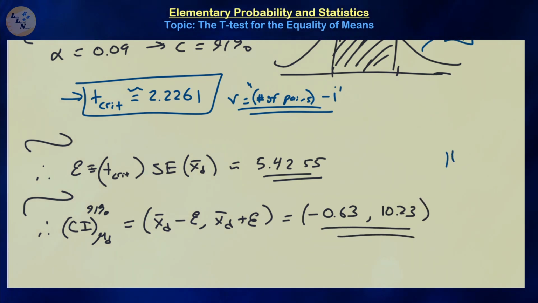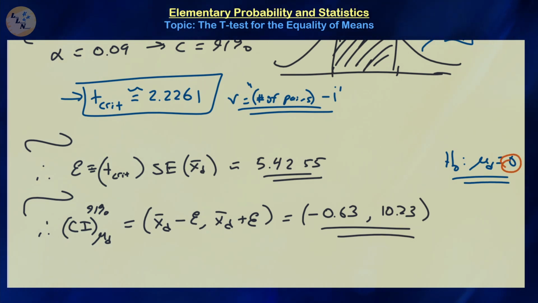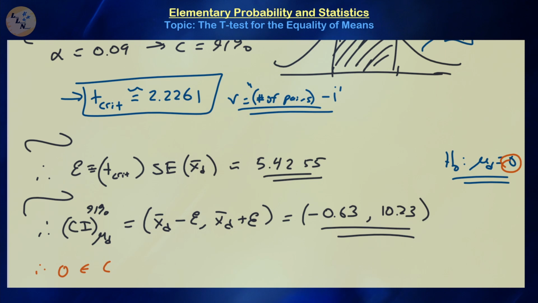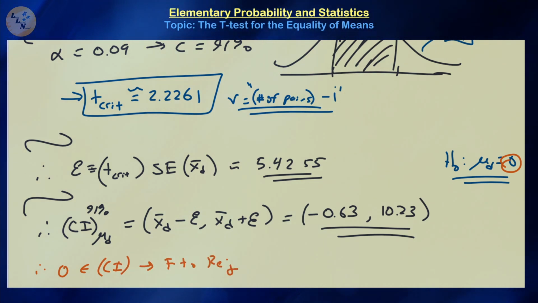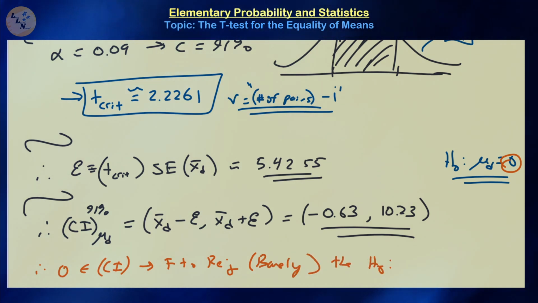Keep in mind that the null hypothesis is that the difference is null, so we just need to compare the number 0. See, the left boundary is negative and the right boundary is positive. That means 0 is in between them. Therefore, since 0 does belong to our confidence interval, then we fail to reject, barely, the null hypothesis that the differences between them, or we can just go to the original, mu a is equal to mu b.